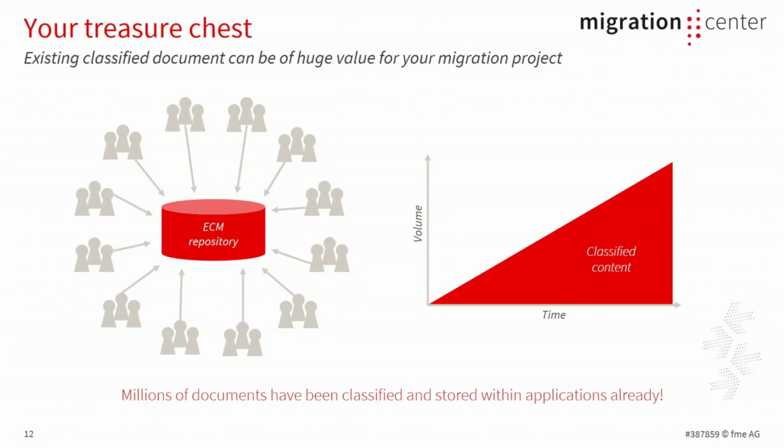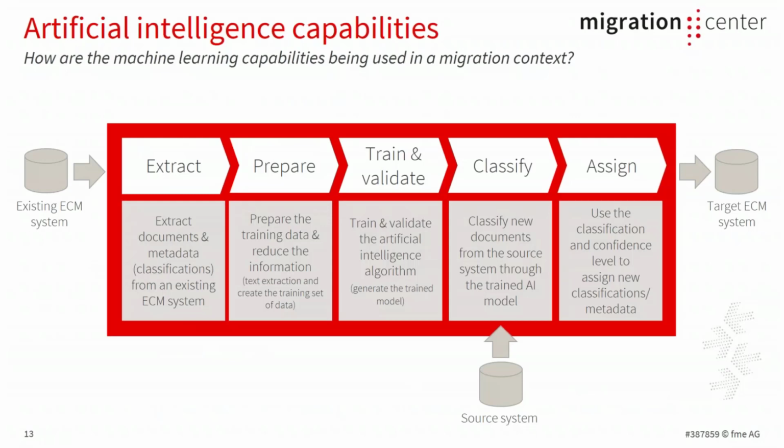In other words, with our auto-classification module, you are able to use the existing classified documents in your system to train an algorithm and use that trained algorithm later on during a migration project. But how are these machine learning capabilities used in the migration context with Migration Center? FME introduced a couple of capabilities to our product, which allow you to use the existing classified documents as training data for an AI-based auto-classification process.